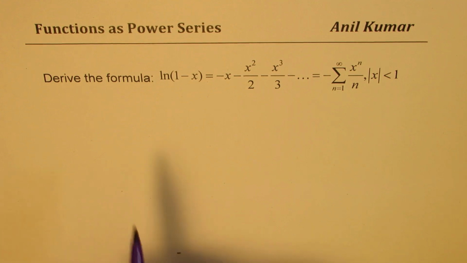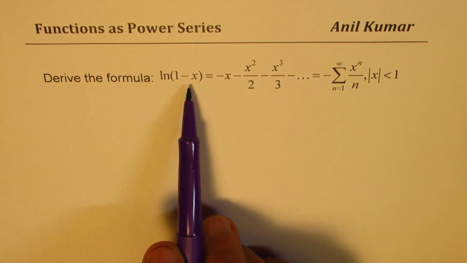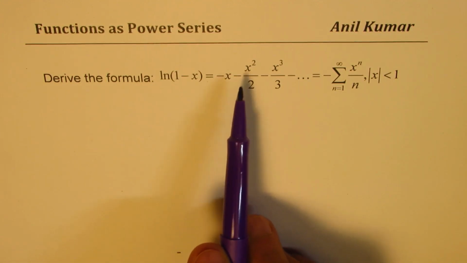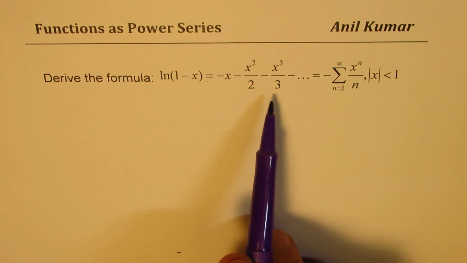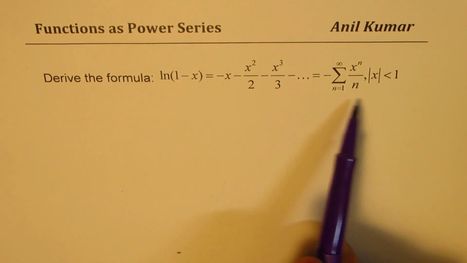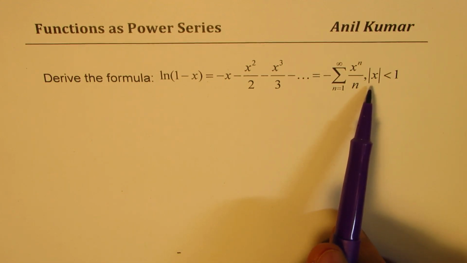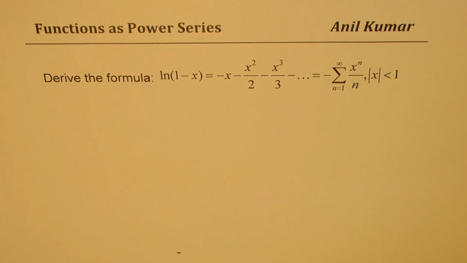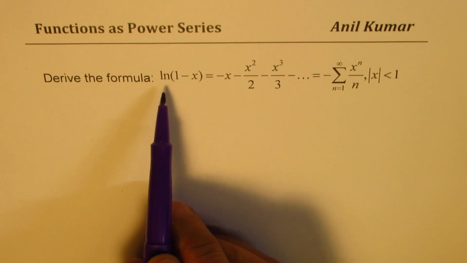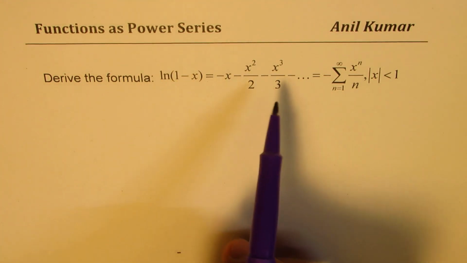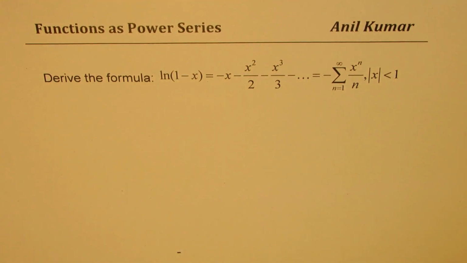Now we'll try to derive the formula for ln(1 minus x), which you know is minus x minus x squared over 2 minus x cubed over 3 minus and so on, which could be written in the summation form as given here, where the absolute value of x is less than 1, right? So when you have to derive such a formula, when we are working with these kinds of series, we have to bring all our knowledge of derivatives, integrals, and the binomial theorem together to solve them, right?